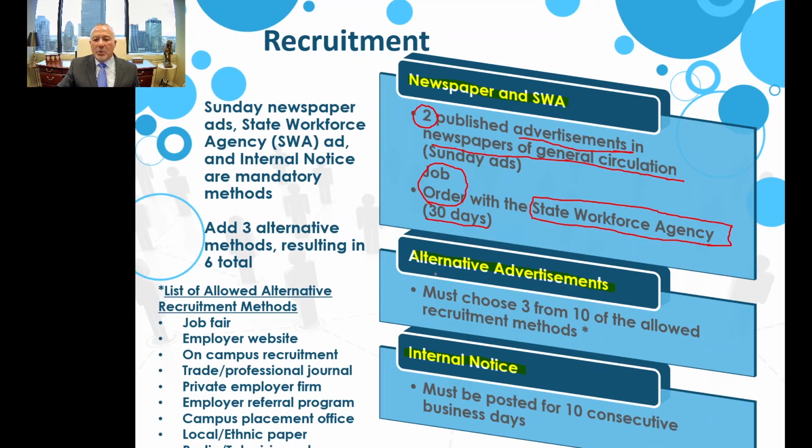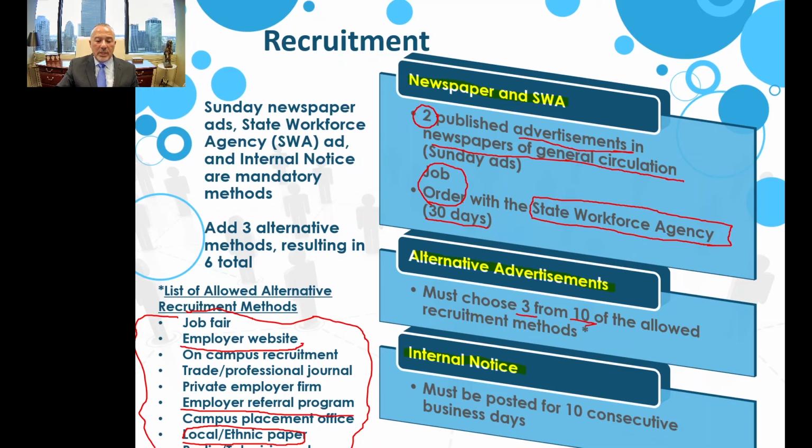Now let's talk about the alternative advertisement. We must choose 3 from 10 allowable recruitment methods, and they're listed here. Now, the ones that I normally like to choose is the employer website, or we also use the employer referral program, depending on the employer. We almost always use the local or ethnic paper. The local paper, we use that. We use also radio, television, and the job search website.